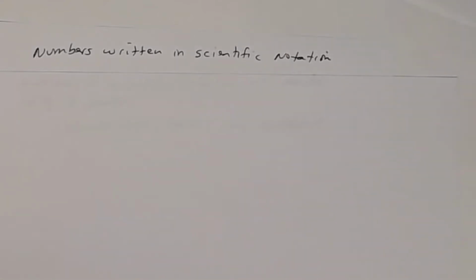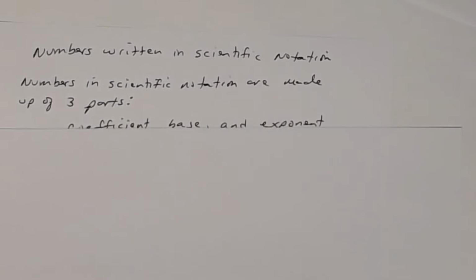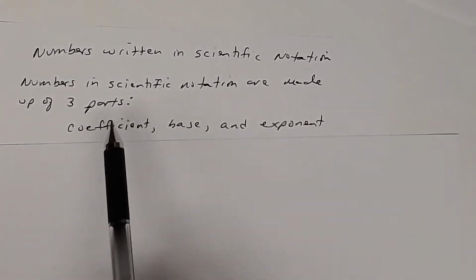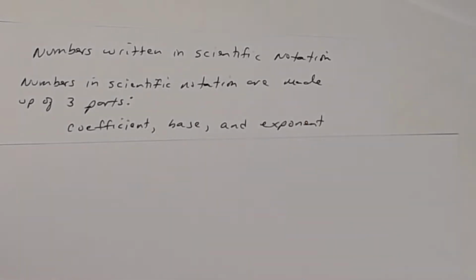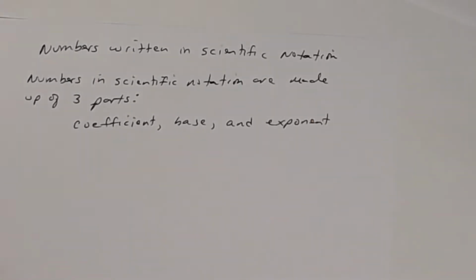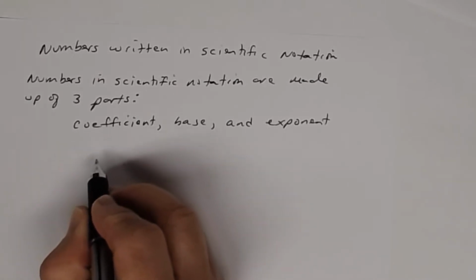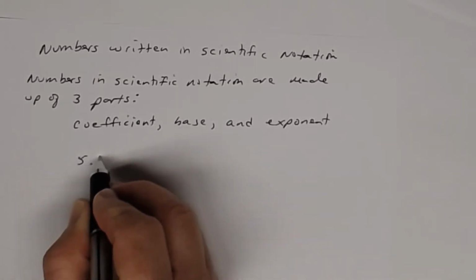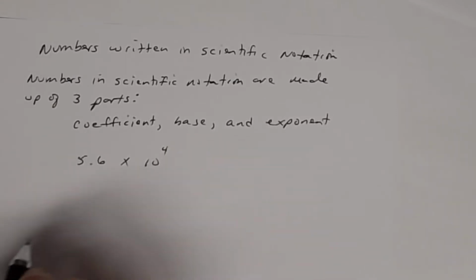In this lesson, we're going to look at writing numbers in scientific notation. All right, so numbers in scientific notation are made up of three parts. You have a coefficient, you have a base, and you have an exponent. So here's an example of a number that's written in scientific notation. So we have 5.6 times 10 to the, let's say, fourth power.